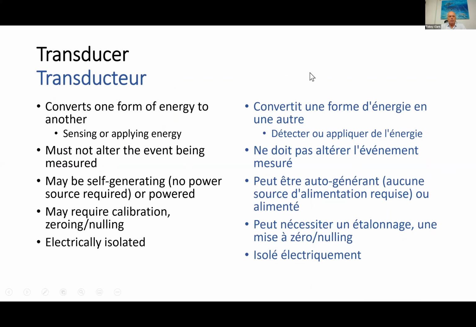Again, we can't alter the event that's being measured. Some transducers are self-generating, so you don't need a power source. An example of that would be the ECG electrode, whereas others do require a power source, such as the invasive blood pressure measuring device, the strain gauge, which has a power source that powers that transducer. Most transducers require a calibration, many times a zero of that transducer. And all the connections to the body have to be electrically isolated using transformer or optical techniques.